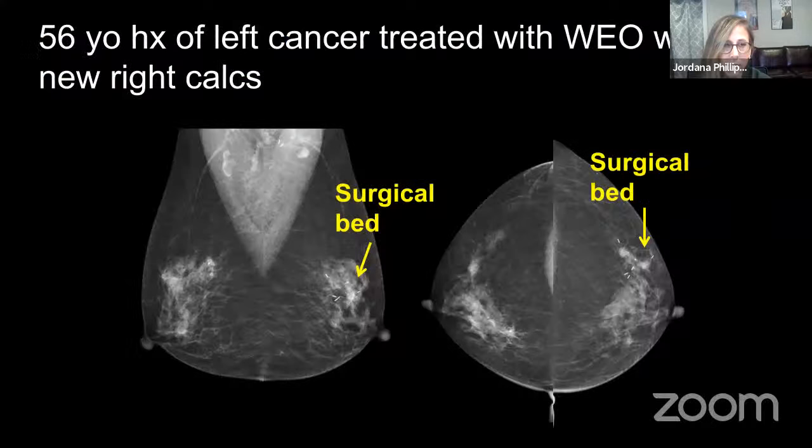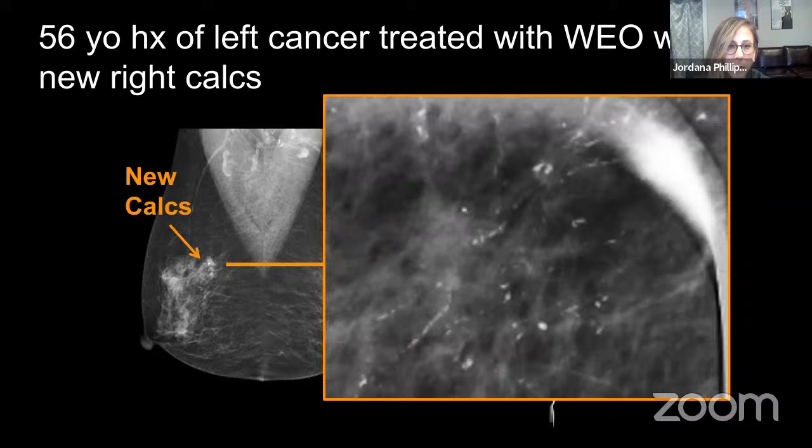Let's look at an example of that. This was a 56-year-old woman who had a history of left breast cancer that was treated with wide excision alone, and she had new right breast calcification. So you can see there's the surgical bed on the left. I marked it. That was where the wide excision was done. And these are the new calcifications on the right. This is the image showing highly pleomorphic linear branching calcifications, BI-RADS 5. So we were worried about these for sure.